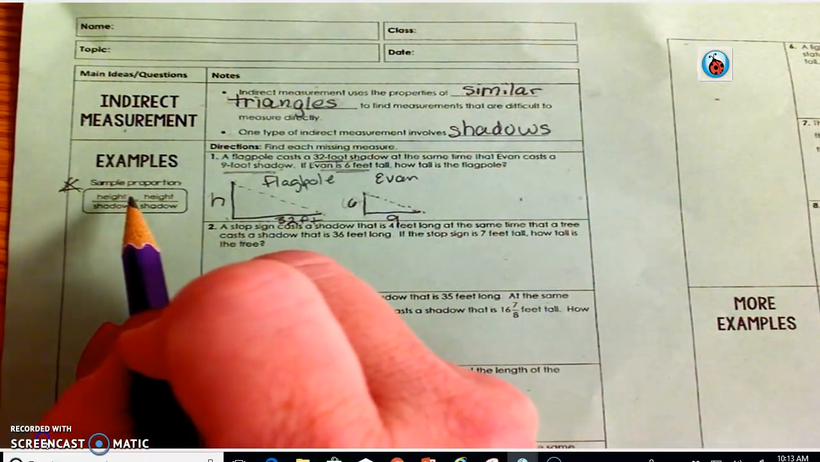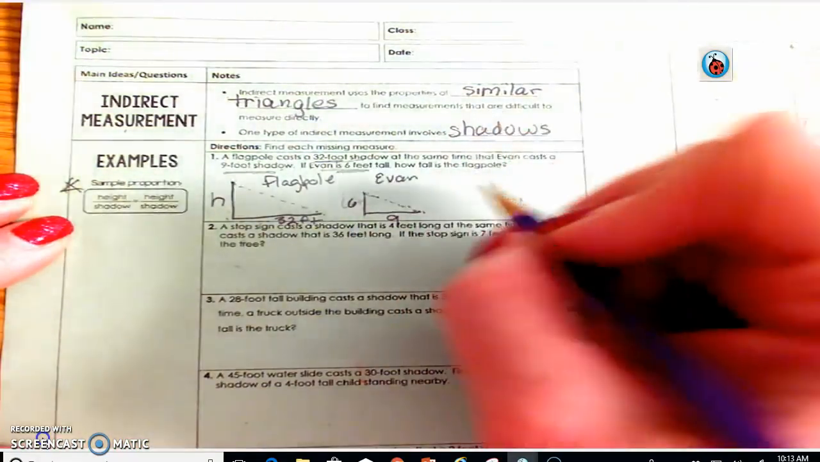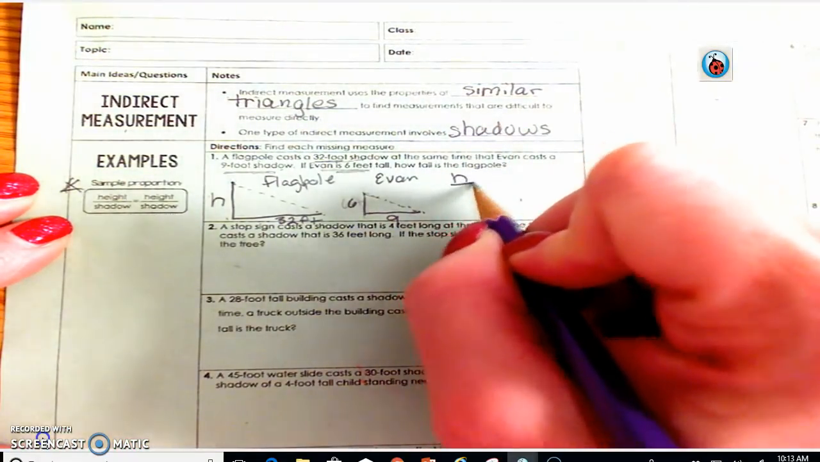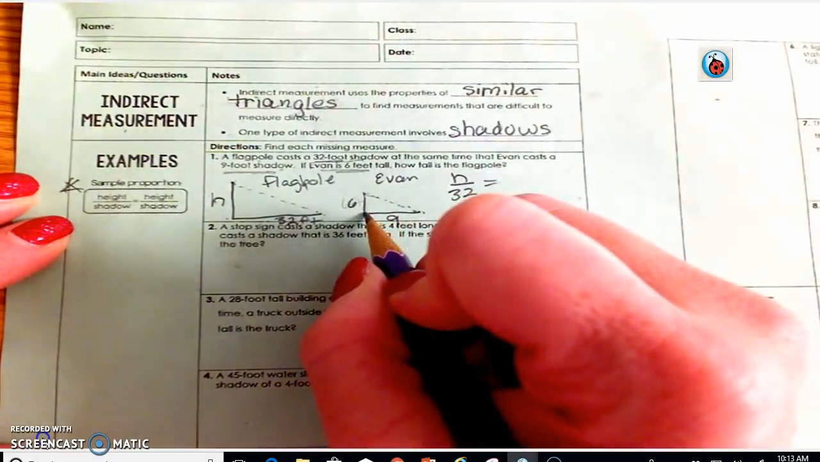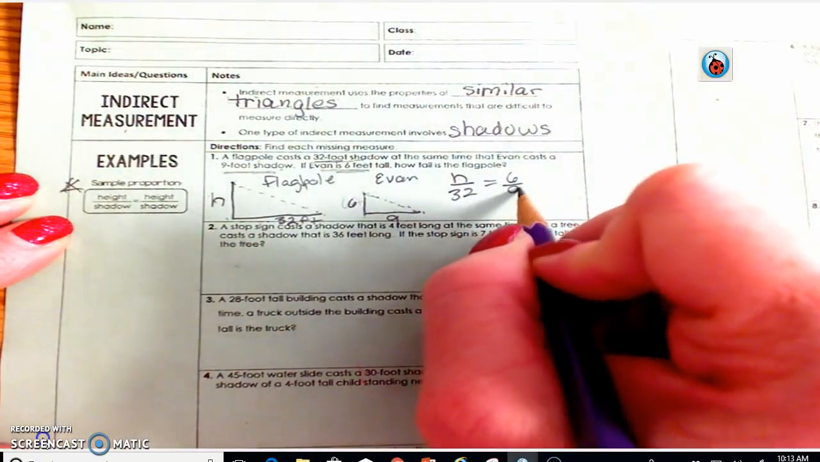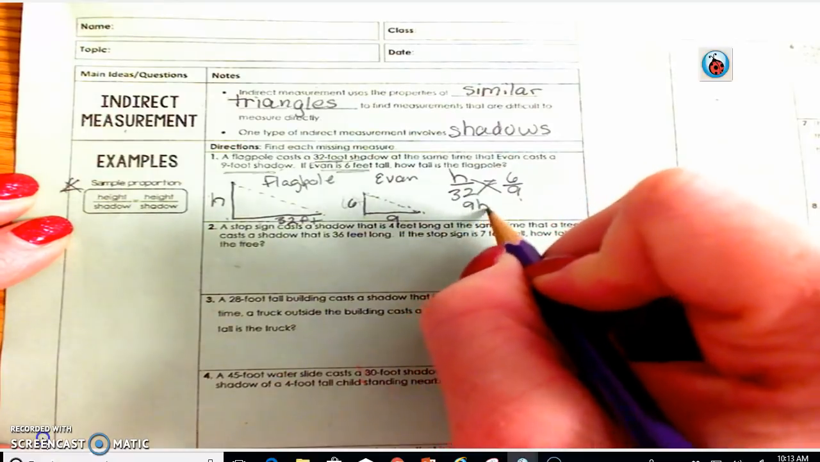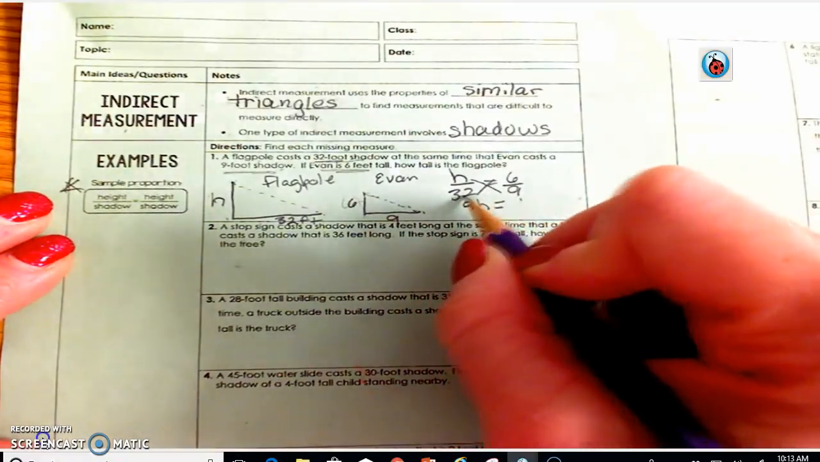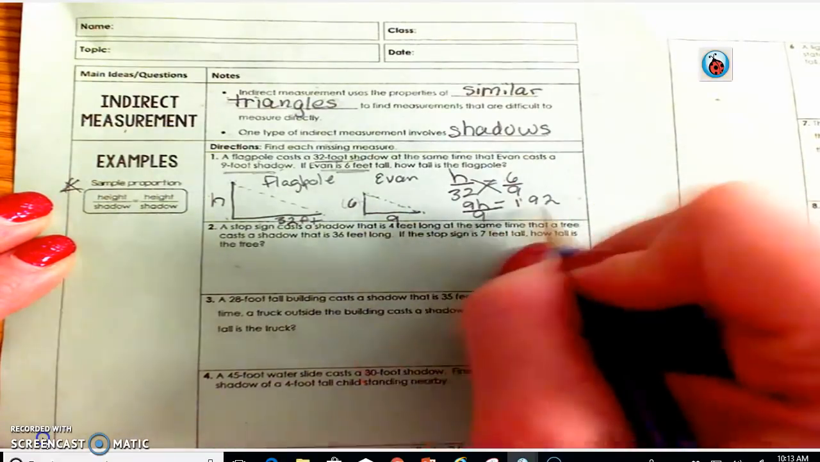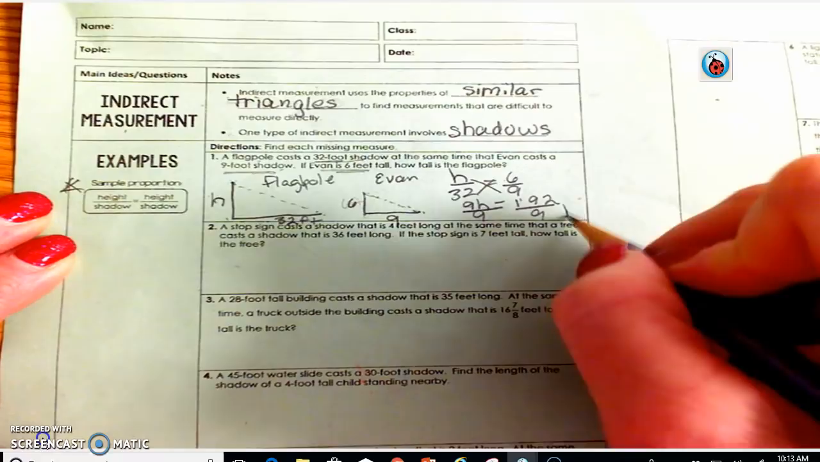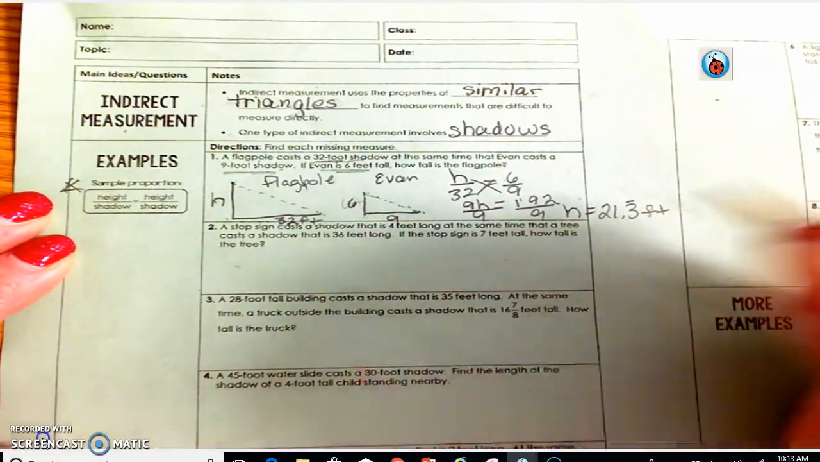Now there are 2 ways to do it. She talks about here doing height over shadow equals height over shadow, so we'll do it that way. We have H over 32, the flagpole's height to its shadow, equals the height of Evan to Evan's shadow, 6 over 9. And we just simply cross multiply. 9H equals, and 32 times 6 is 192. Divide both sides by 9 and we get H equals 21.3 feet repeating.